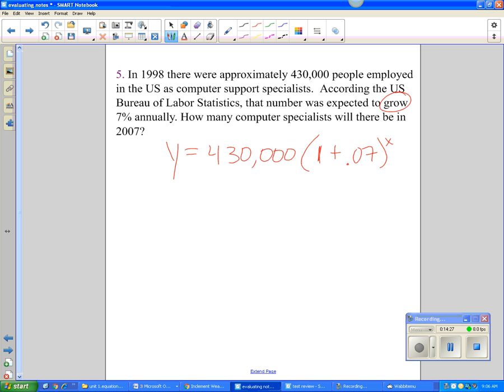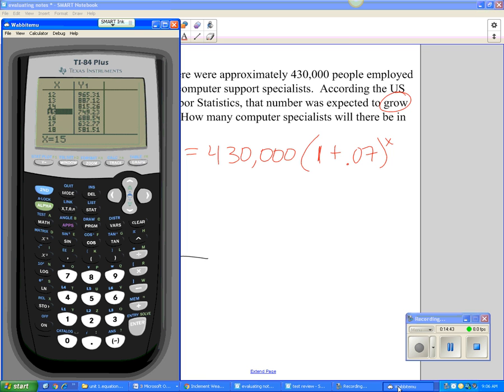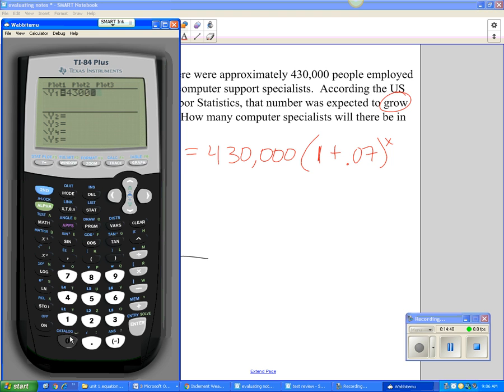How many people got this step right? All right, very good. Then I see 2007 is the year, and it started in 1998. So I'm going to subtract those. 2007 minus 1998, that gives me 9. And now I'm ready to use my calculator. Clear. 430,000, parentheses 1.07 to the x, and I'm going to 9.